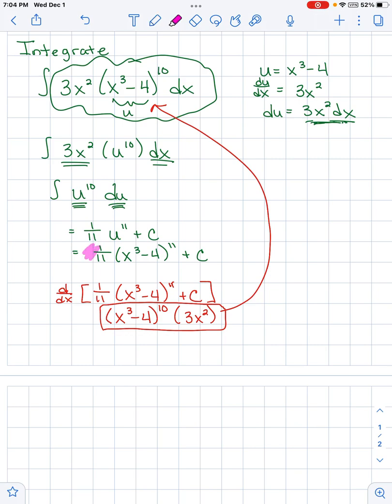Okay, let's take a minute and realize what just happened here. What we noticed was that this integrand had an inner function. The inner function was x cubed minus 4.